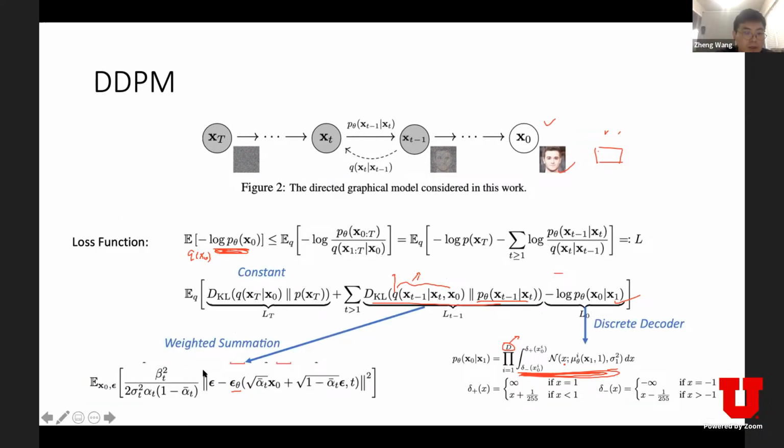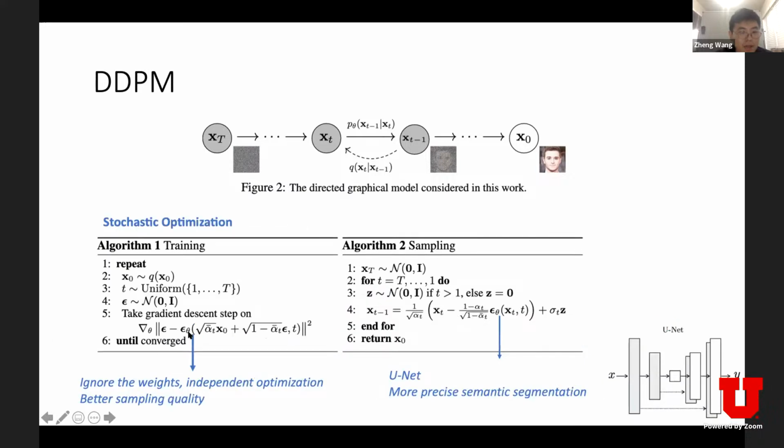And here we just noticed this weighted summation with some specific weight, but in their experiments they find if they ignore the weights here and only update the unweighted term, they can get better sampling quality in image generation.